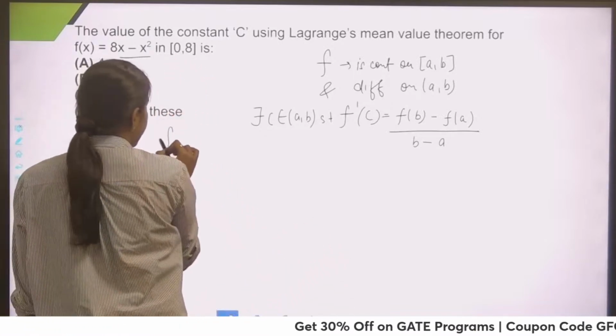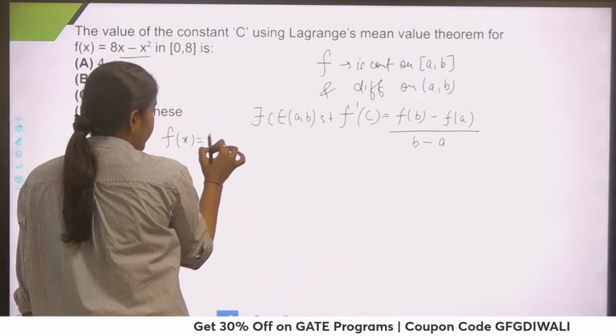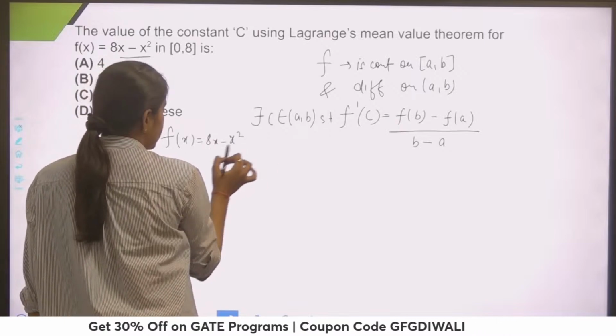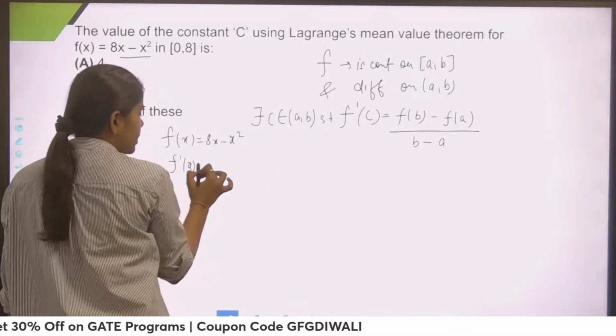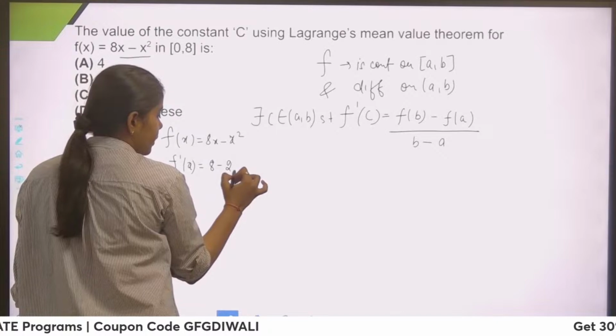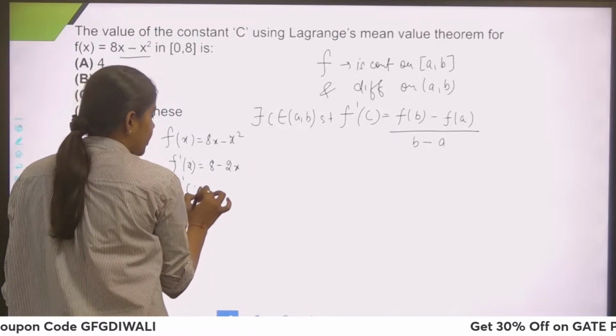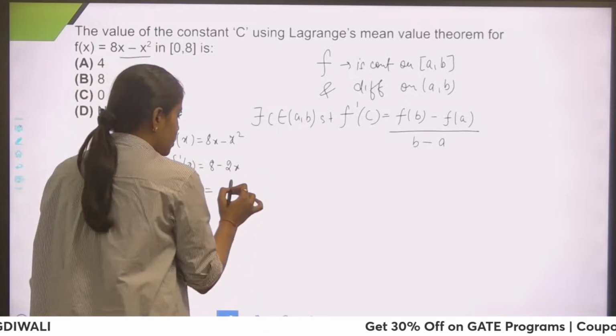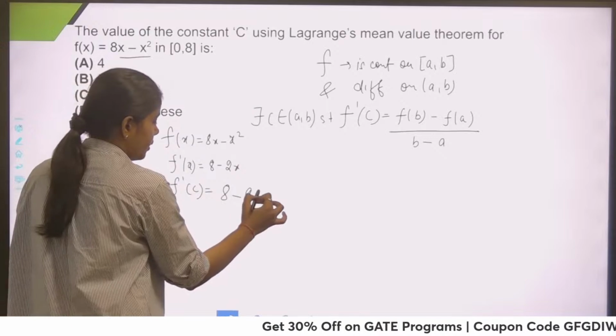F of x is given to you, 8x minus x square. You would find out f dash x, that would become 8 minus 2x. So I'll write down in terms of C because it's a dummy variable. So 8 minus 2C, right?